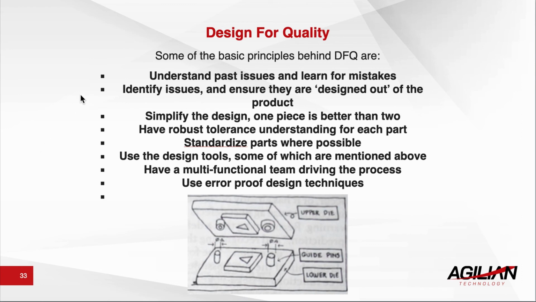Design for quality. Same idea here. What has to be taken into account at the design stage to reduce the risk of quality issues? So simplify the design, definitely. Think of the issues. Maybe during prototyping you already see a lot of the issues. Well, try to design them out, right? A robust tolerance understanding for each part, yes, very important. If you go for a process that's not very capable of holding very tight tolerances, but your design absolutely requires very tight tolerances, that's going to be an issue, right? Standardized parts, yes, as I said.